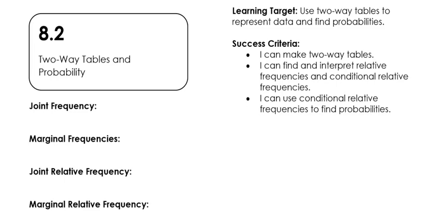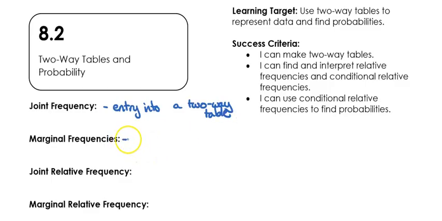These are the Algebra 2 notes about 8.2, which covers two-way tables and probability. So first we're going to talk about a joint frequency. A joint frequency is the entry into a two-way table. I'll show you what I mean in just a second. It makes more sense once we do one.